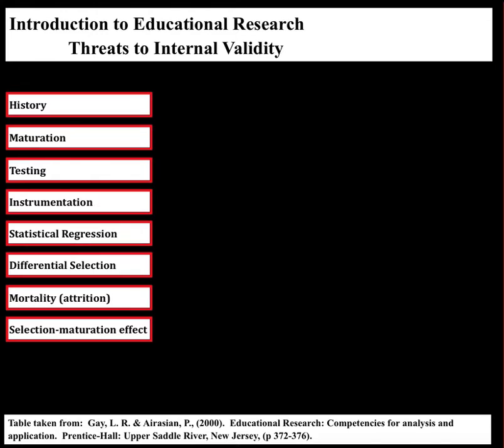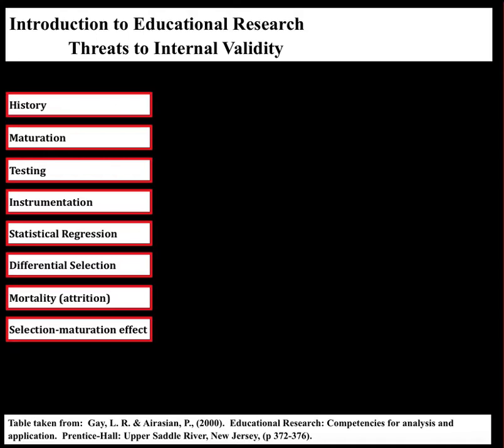All research, even the best of the best, has certain threats to its validity, to its internal and external validity. Over the course of the last 100 years or so, researchers have identified certain threats to internal validity and external validity that seem to frequently crop up over and over again. If these threats are not dealt with, they can seriously affect the results of the study.